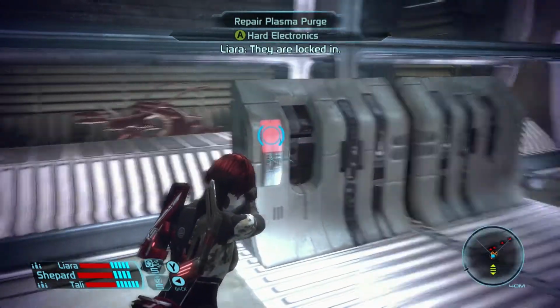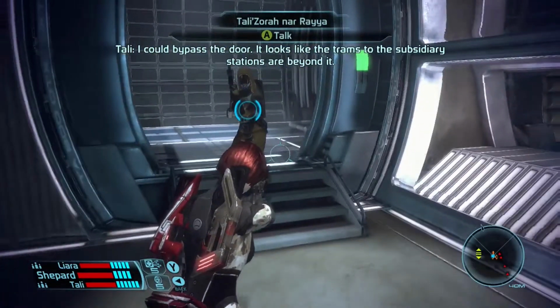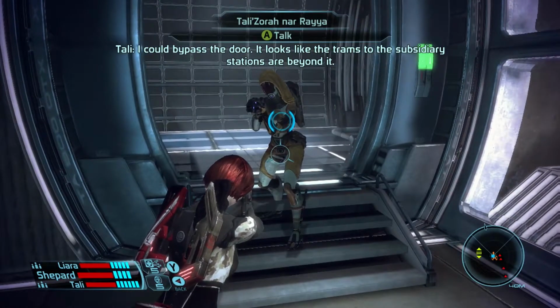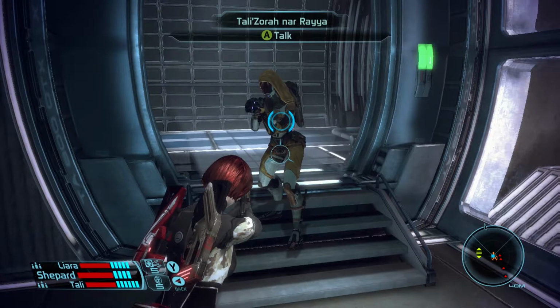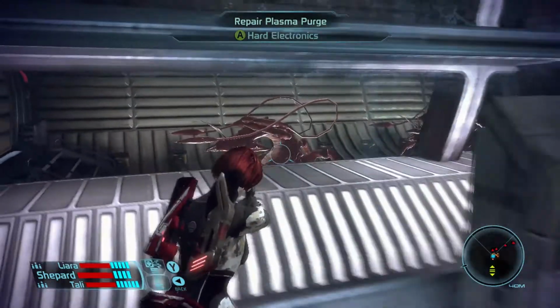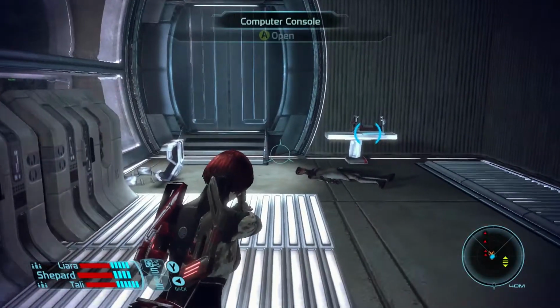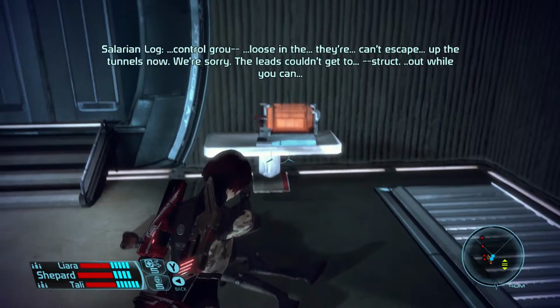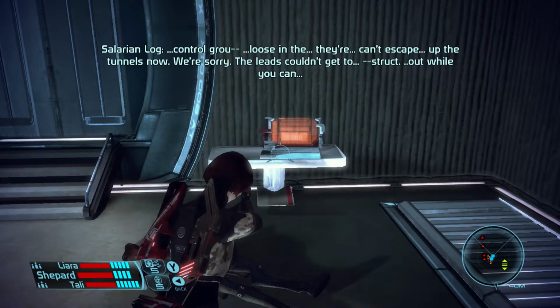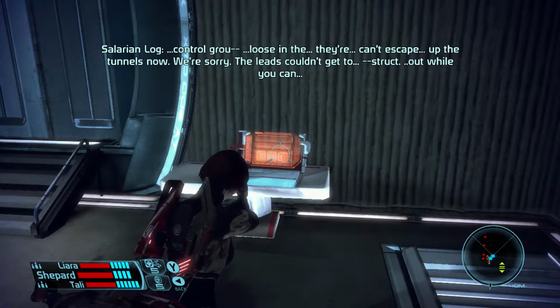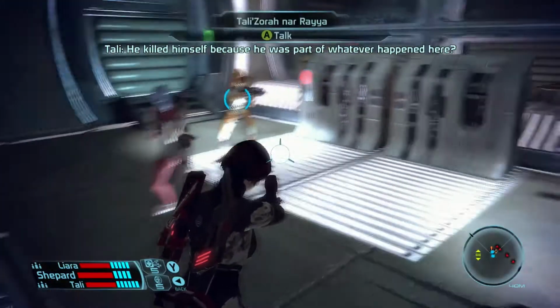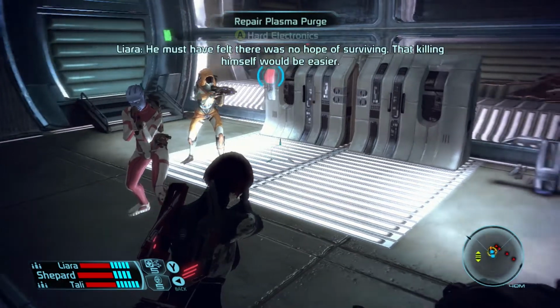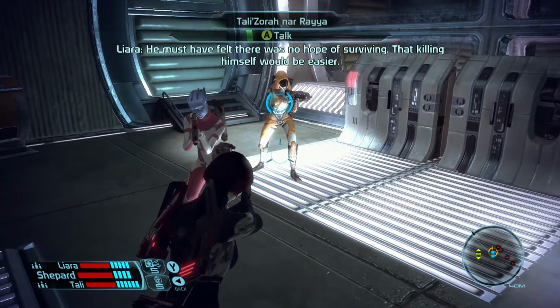They are locked in. I could bypass the door. It looks like the trams to the subsidiary stations are beyond it. Control group, loosen them. They're in... Can't escape. The tunnels now. We're sorry. The leads couldn't get to the struck. Get out while you can. He killed himself because he was part of whatever happened here? He must have felt there was no hope of surviving, that killing himself would be easier.